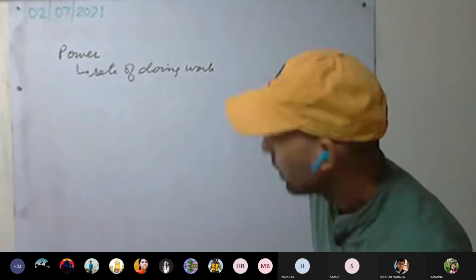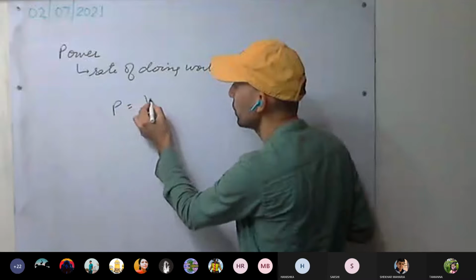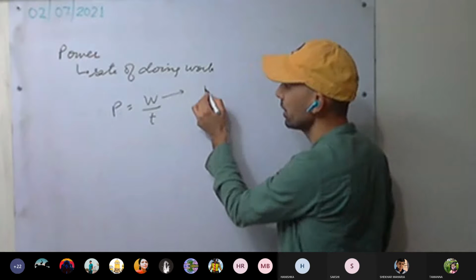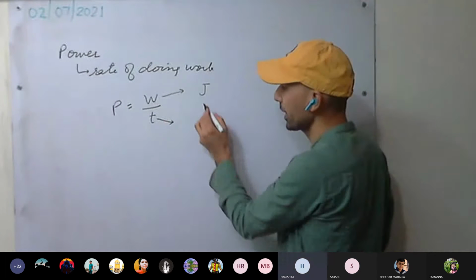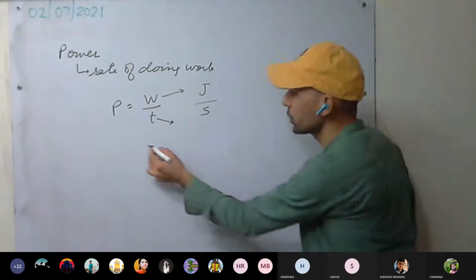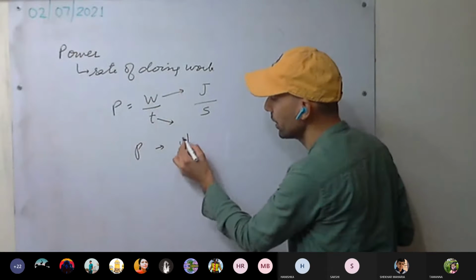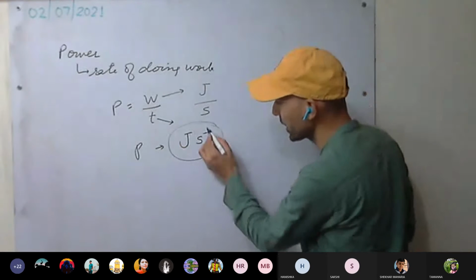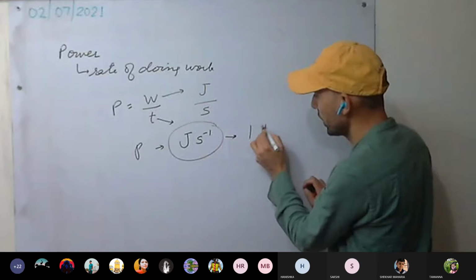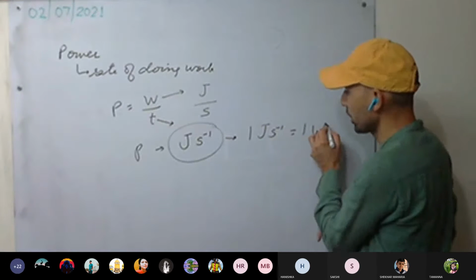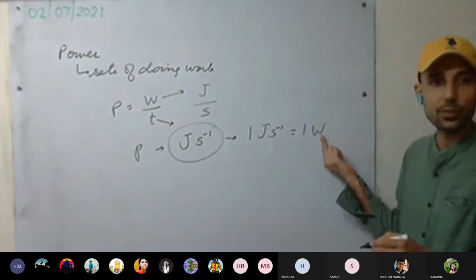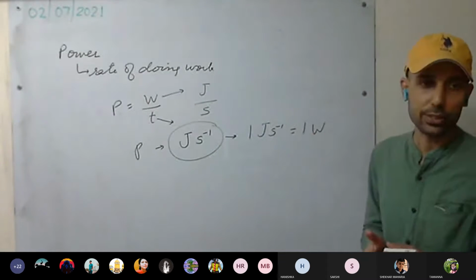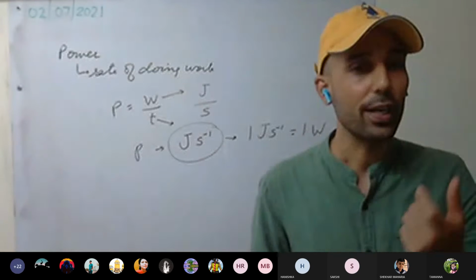Power equal to work done per unit time. So what is the unit of work done? SI unit joule. Time is second. Joule per second. So SI unit of power is joule per what? Second. And 1 joule per second is called 1 watt. We have replaced joule per second by watt. So 1 joule per second is 1 watt. This is clear.